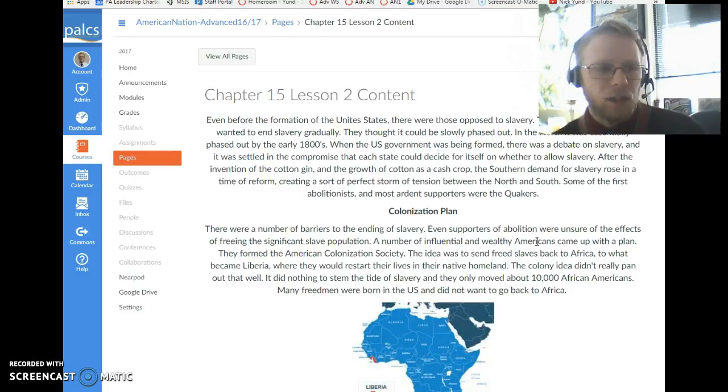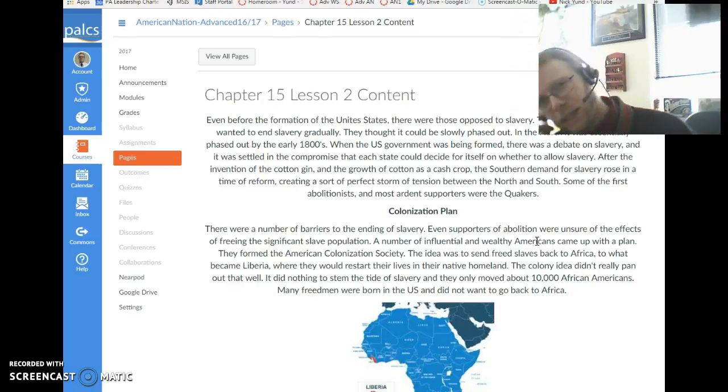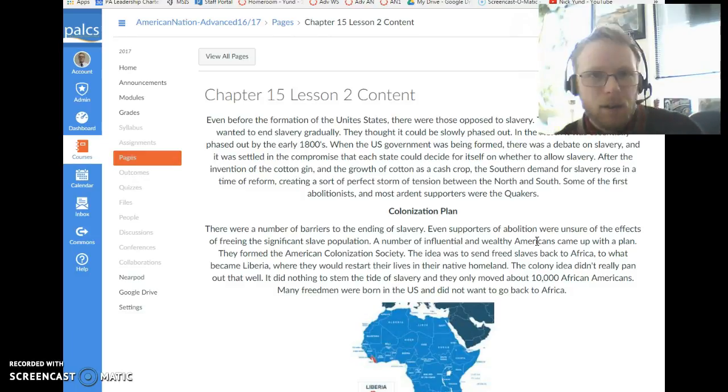After the invention of the cotton gin, as we learned about, and the growth of cotton as a cash crop, the southern demand for slavery came to rise a lot. They needed a lot more slaves, and this all happened in a time of reform that we were talking about in the last lesson, and it kind of created this perfect storm of tension between abolitionists and slaveholders in the North and South in general.